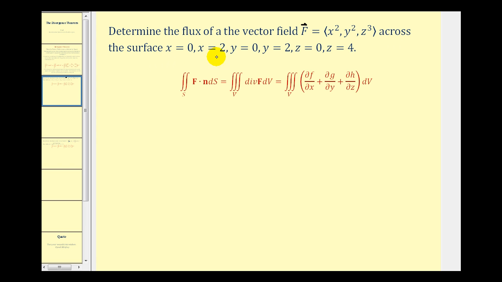Here we're going to determine the flux of the given vector field across the surface x equals 0, x equals 2, y equals 0, y equals 2, z equals 0, and z equals 4. So these 6 planes would form a box. Let's go and take a look at this graphically.